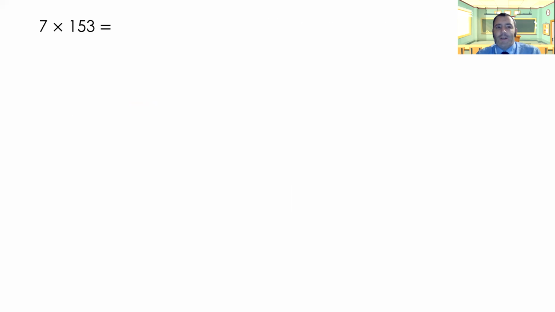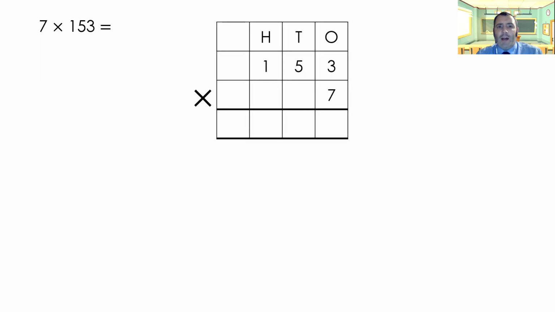Okay, how did we get on? Bit easier this time, I hope. So we should all have it laid out the right way round. So I've got my hundreds, my tens, and my ones. In my hundreds column, I've got 1 because I've got 100. In my tens column, I've got 5 because I've got 5 tens, which makes 50. And in my ones column, I've got 3, which makes 3. So we've got 3 ones, and we're multiplying it by 7. So we've laid it out, we're ready to go.